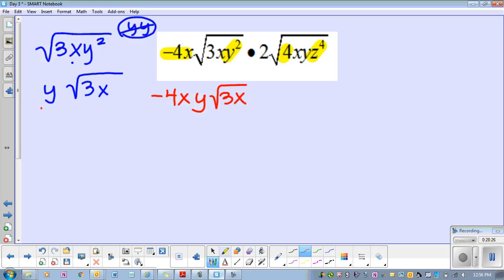And then times, well, let's do this one. Square root of 4xy b to the 4th. Right? I'm just simplifying my radical. So, square root of 4, what is it? 2. What about this x? I only have the 1, so it can't come out. So that one has to stay in. How about the y?